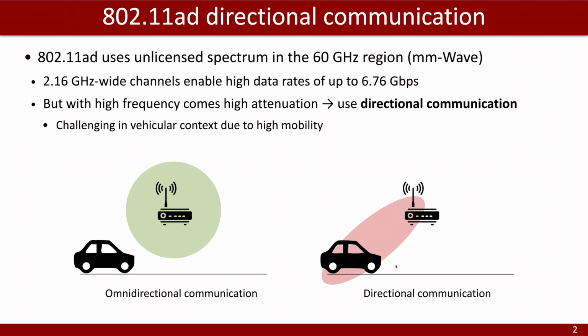802.11ad was designed for home and office use, where nodes are mostly static, which facilitates the establishment of directional communication. Vehicular communication, on the other hand, features a high degree of mobility, making directional communication much harder. Still, its very high data rates make the use of ad very enticing. Can we optimize the way in which it achieves directional communication for use in a vehicular context? We shall see.